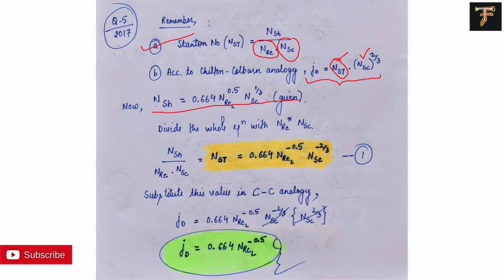All we have to do is divide the left and right hand sides, because we have the Sherwood number, now we need the Reynolds and the Schmidt number. So divide the whole equation by the Reynolds and Schmidt number, and you will have the relation like this. Now put this value into the JD equation. Once you put it back, you will end up with the relation 0.664 upon Reynolds number raised to the power 0.5. So that's the relation for the Chilton-Colburn analogy JD factor.